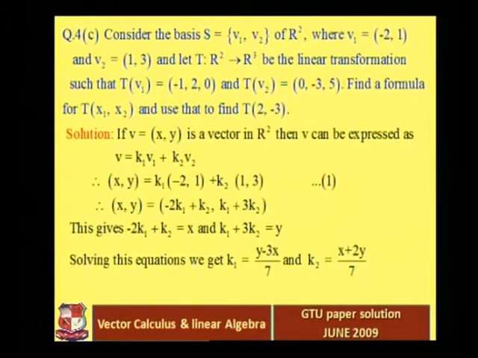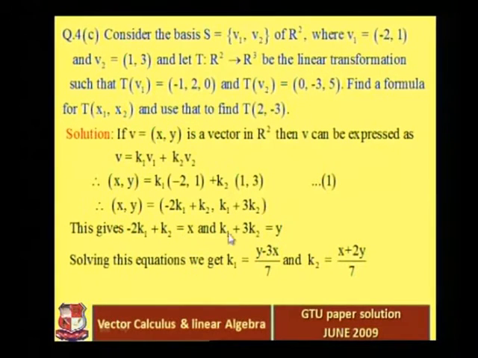So first of all we use that property: if V equal to (x, y) is a vector of R2, then V can be expressed as a linear combination of V1 and V2. So V is equal to K1 V1 plus K2 V2. So (x, y) is equal to K1 times (-2, 1) plus K2 times (1, 3). Okay, so (-2 K1 plus K2, K1 plus 3 K2), right? Comparing left hand side and right hand side, -2 K1 plus K2 is equal to x, and K1 plus 3 K2 is equal to y.